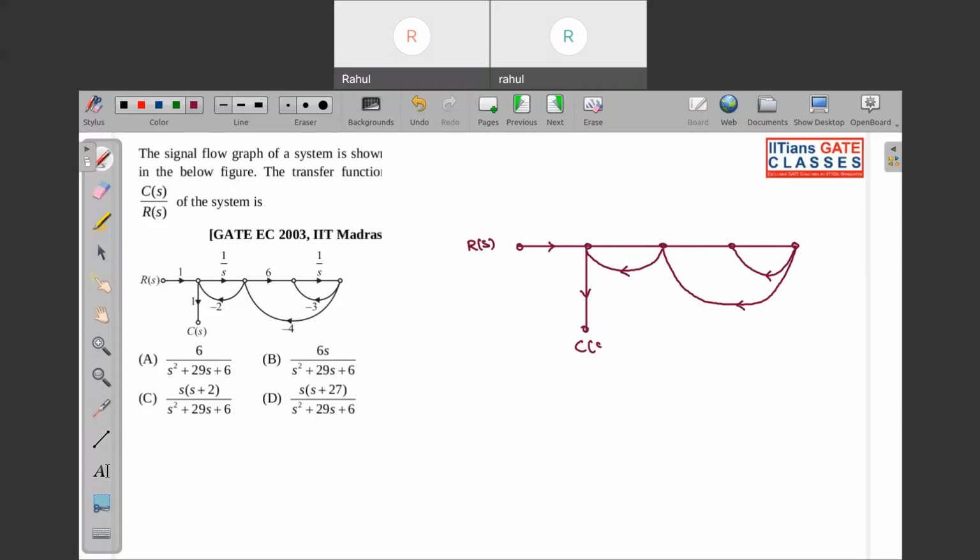So this is Rs, this is Cs, this is 1, this is 1. Minus 3, minus 4. Okay. So over here you can see that we have this SFG. Now we need to do what? We need to calculate your transfer function Cs by Rs over here.